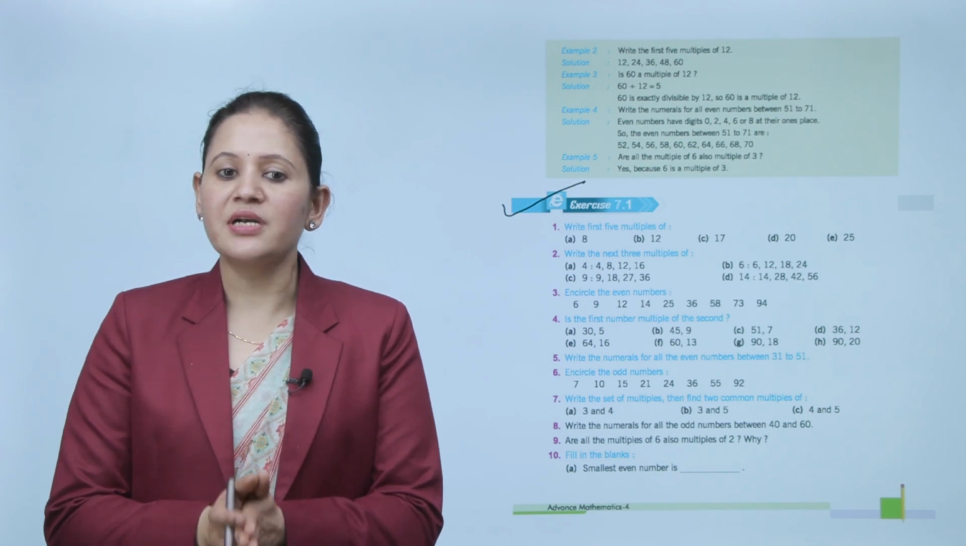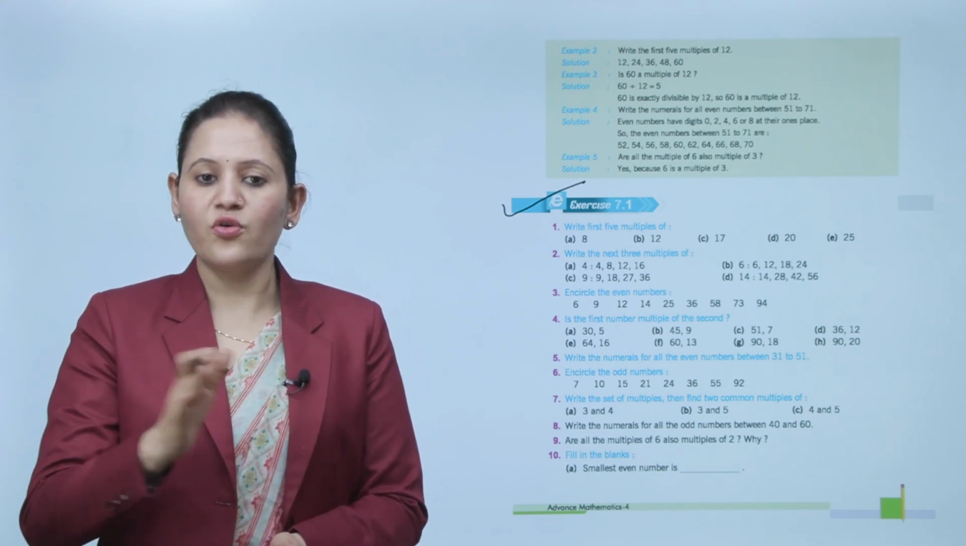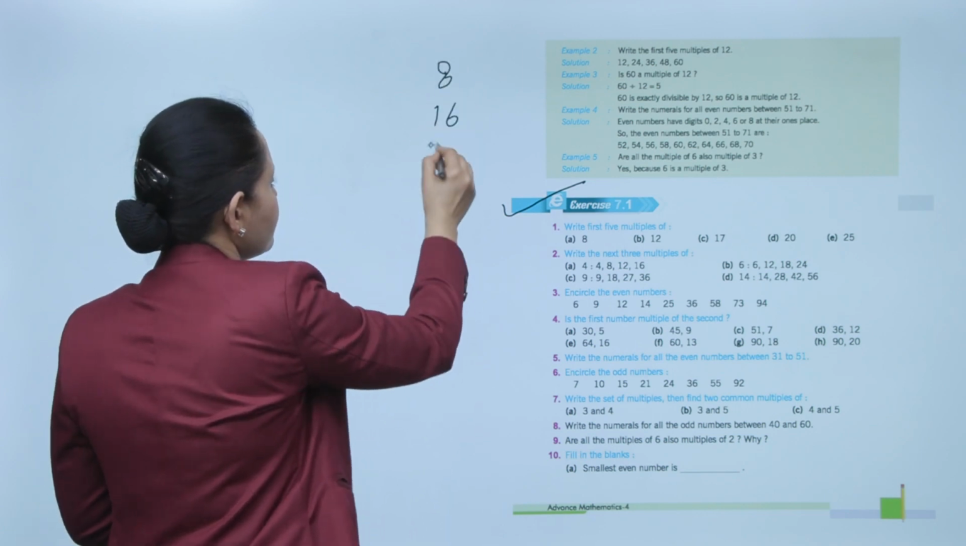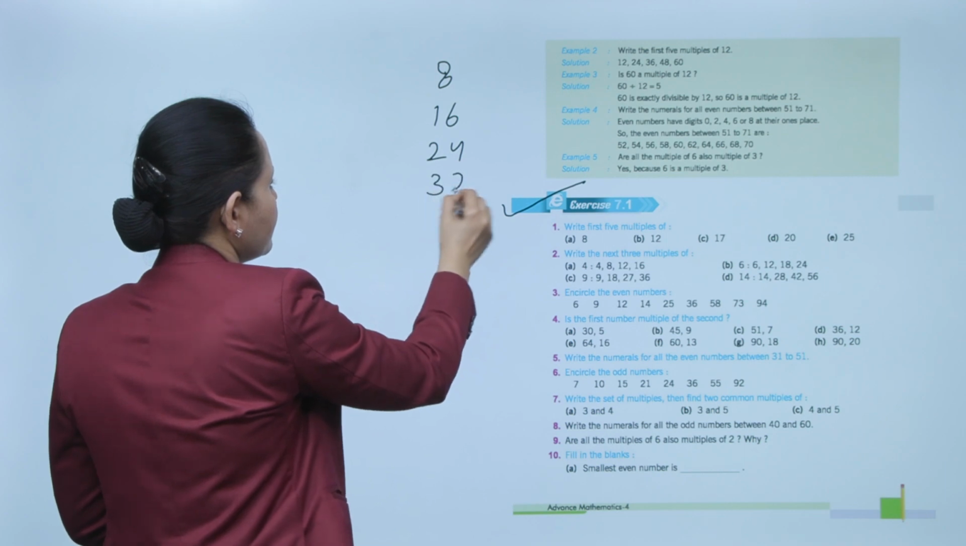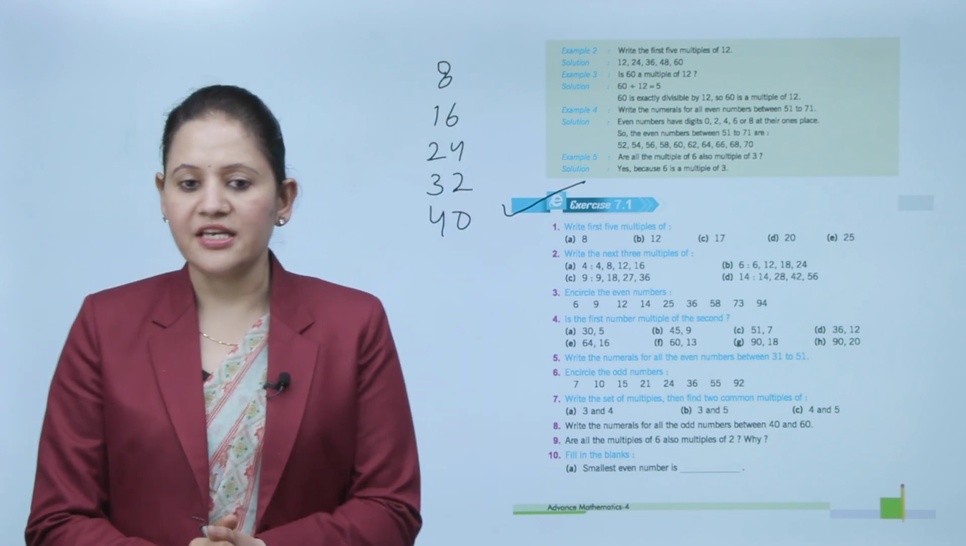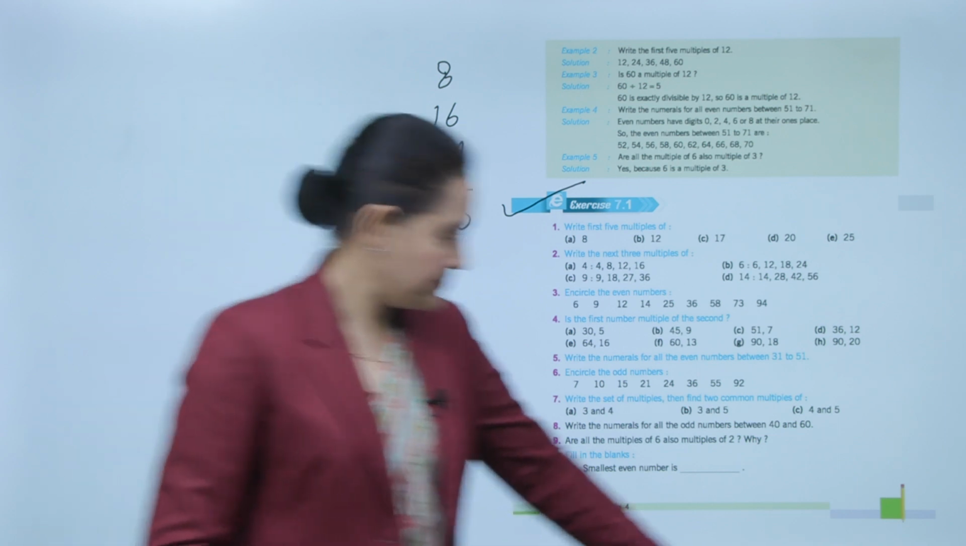Write the first 5 multiples of 8. So 8 multiplied by 1, 2, 3, 4, 5. So these are the first 5 multiples of 8. So you have to practice all the questions of this exercise.